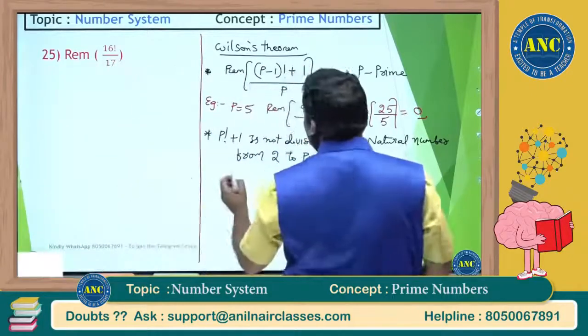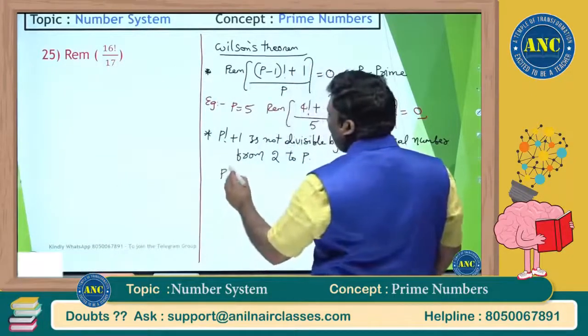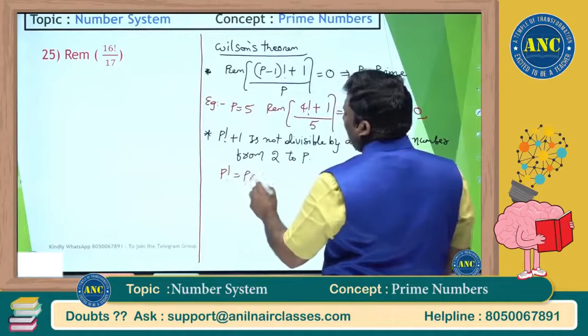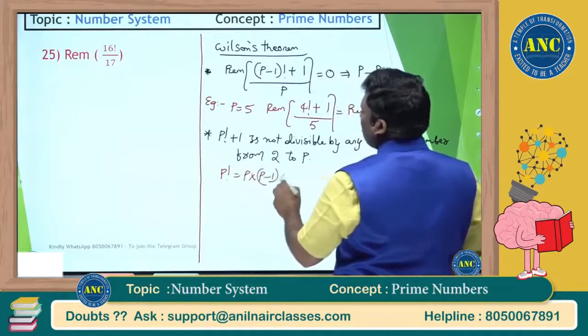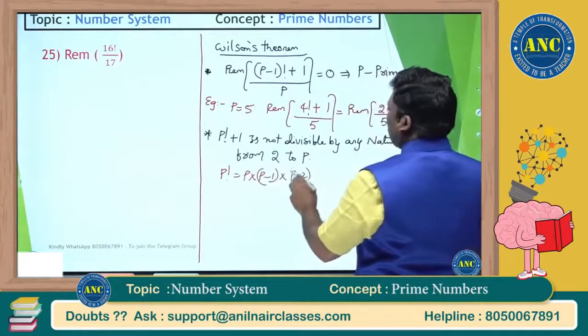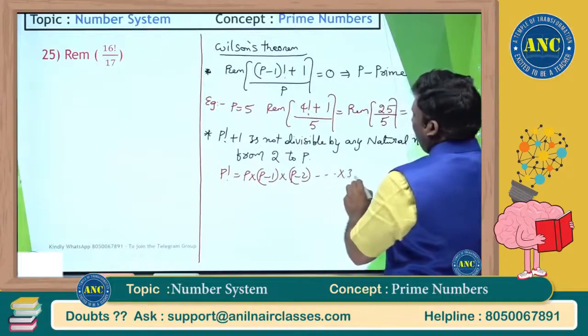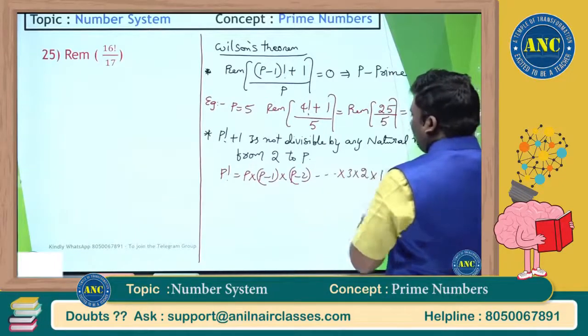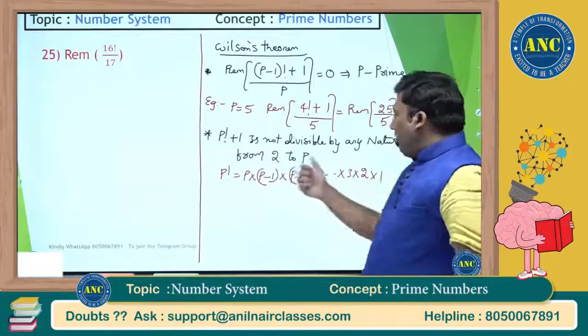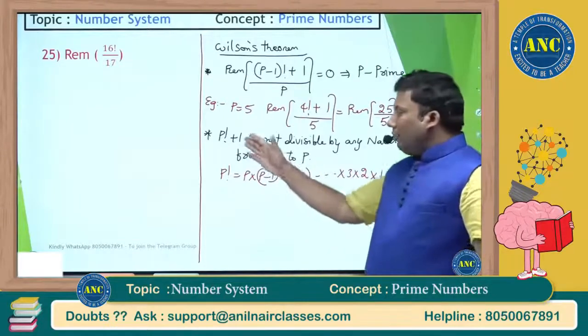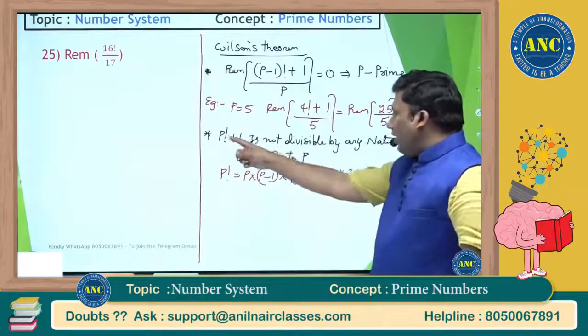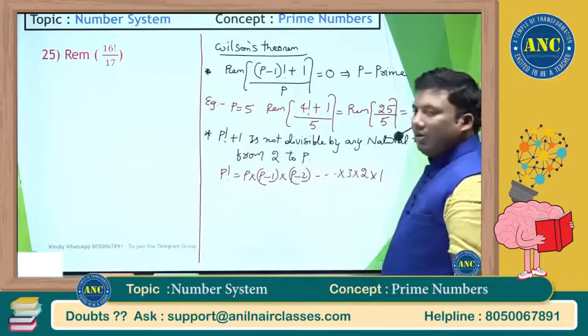Why is it not divisible? Suppose p factorial itself is p into (p minus 1) into (p minus 2) and so on up to 3 into 2 into 1. p factorial is divisible by 2, so p factorial plus 1 leaves remainder 1. p factorial is divisible by 3, remainder 1.